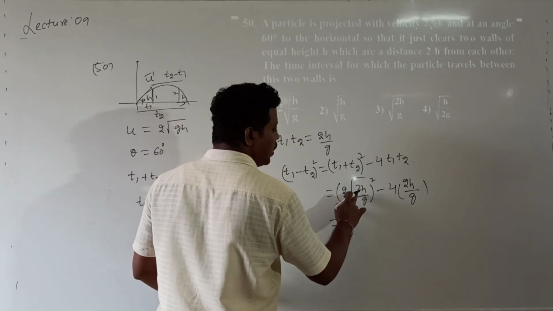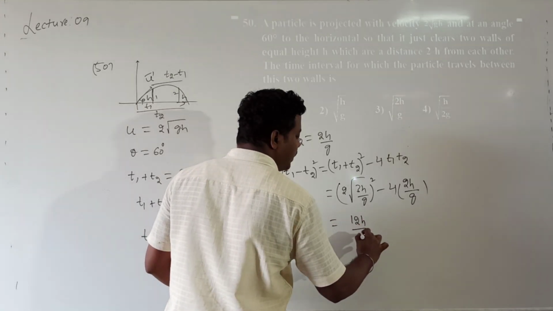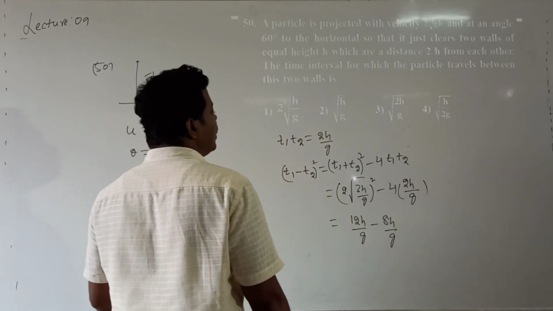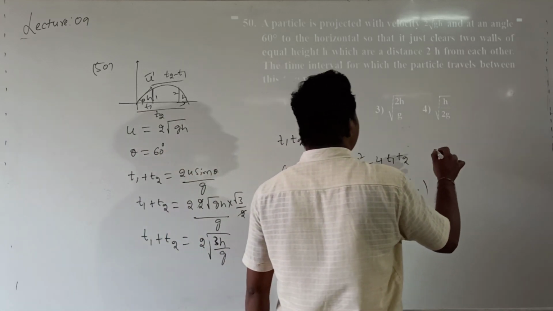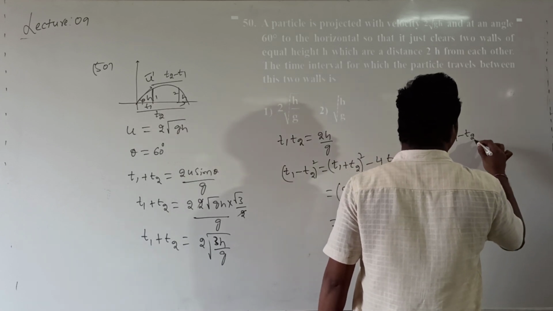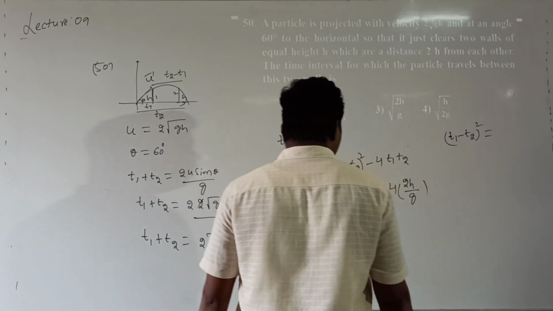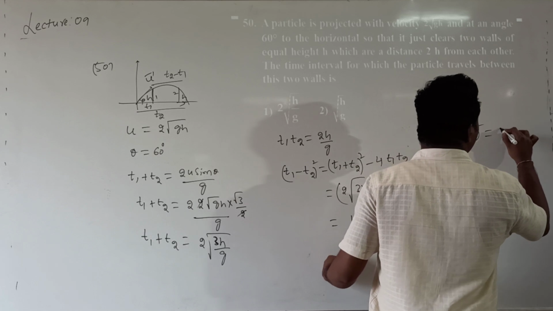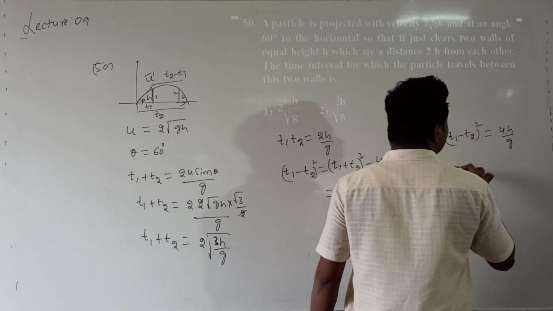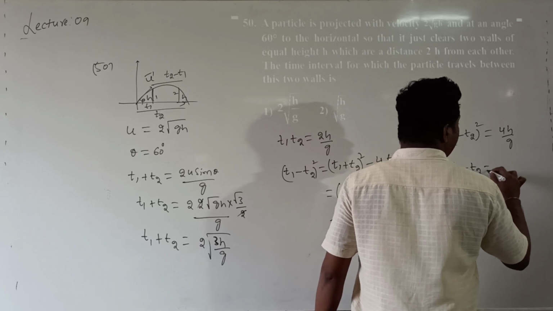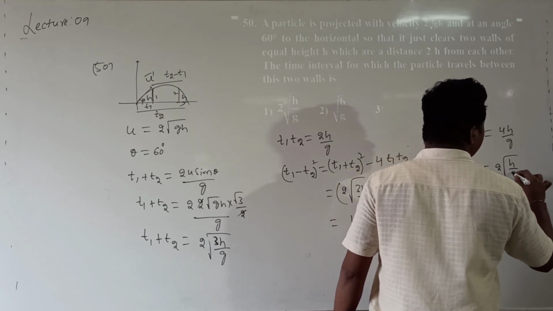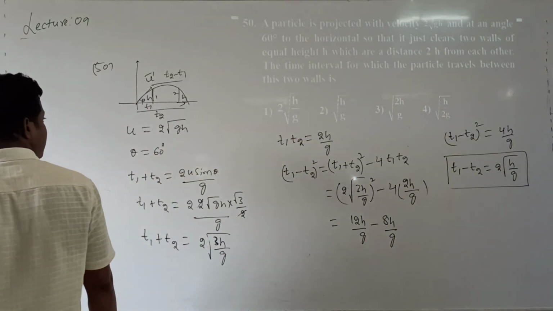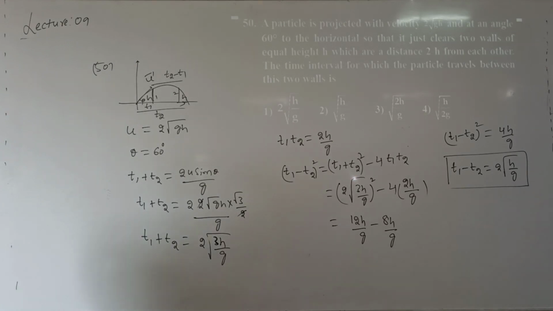So this is 4 into 3, that is 12 into h divided by g, minus this value 8 into h divided by g. Okay? Then t1 minus t2 whole square is equal to how much? It is equal to 4 into h divided by g. Correct? 4 into h divided by g. So when I take the square root, t1 minus t2 is given by 2 into root over h divided by g. So this is the answer for t1 minus t2. Understood now?